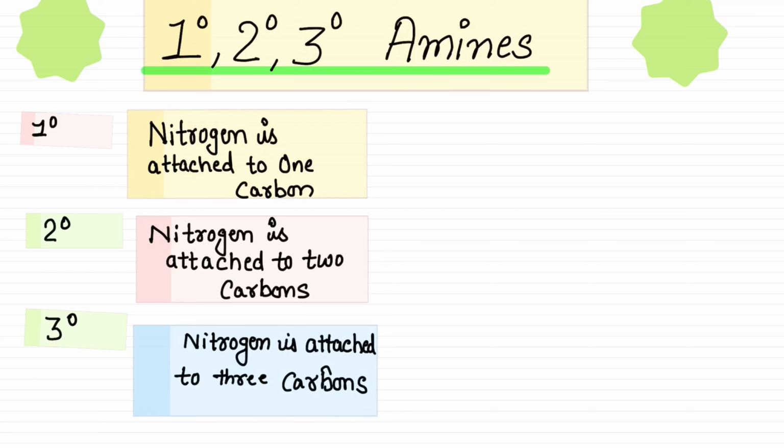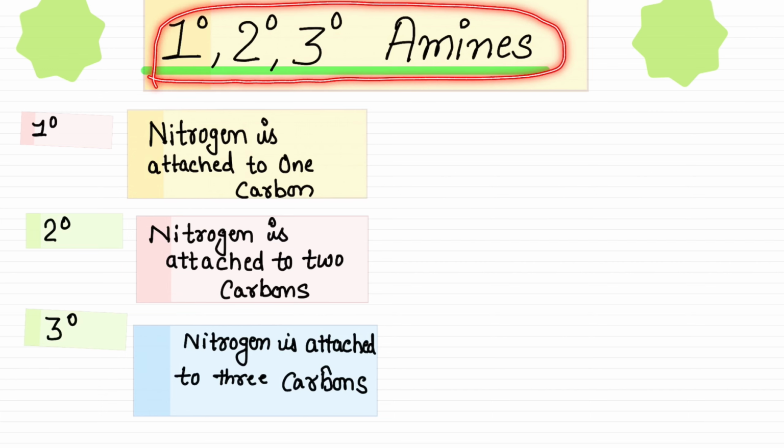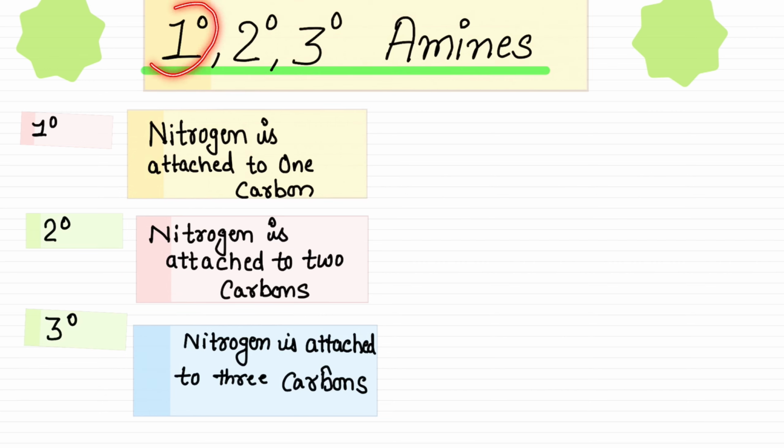Hello everyone. So how can we identify the amines? 1 degree, 2 degree and 3 degree amines. 1 degree simply means the primary amine, 2 degree is the secondary amine and 3 degree is the tertiary amine. So how can we identify all these degrees in the amines?